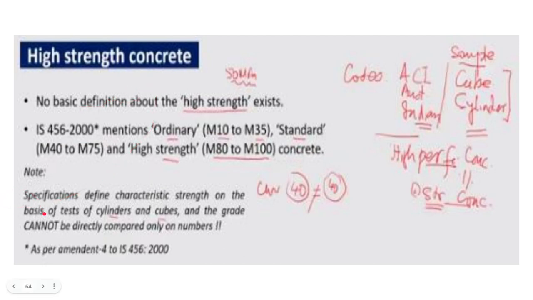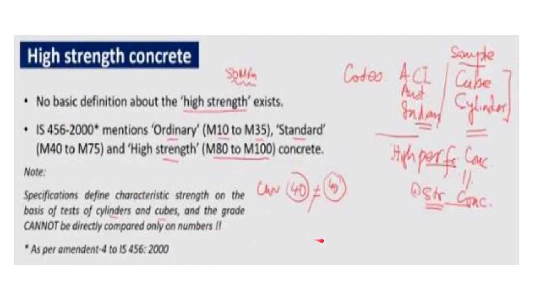That is also partly because specifications define characteristic strength as the main parameter on the basis of tests of cylinders and cubes, and they give different values. Therefore the grade cannot be directly compared only on numbers. There are some other parameters which also need to be incorporated before giving a proper definition to high strength concrete.